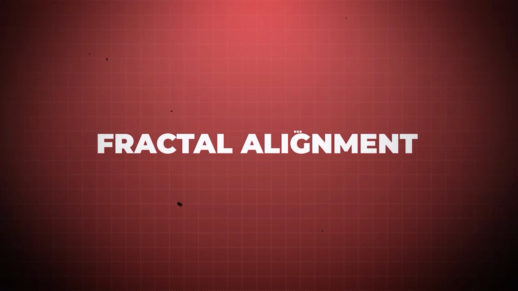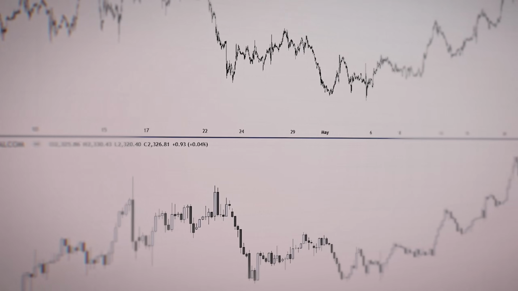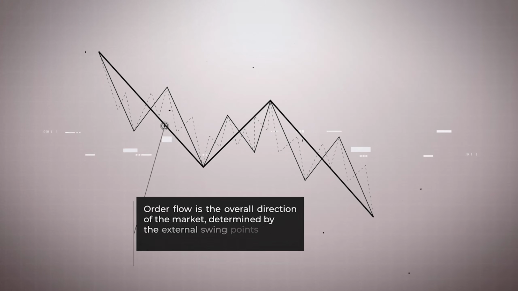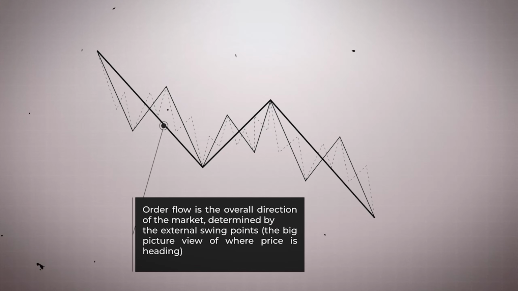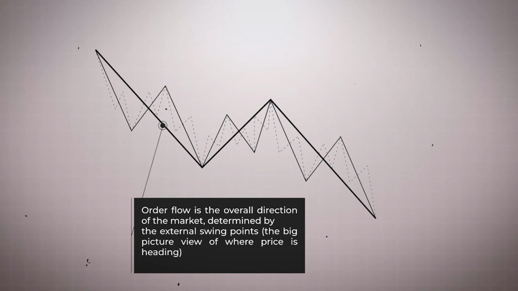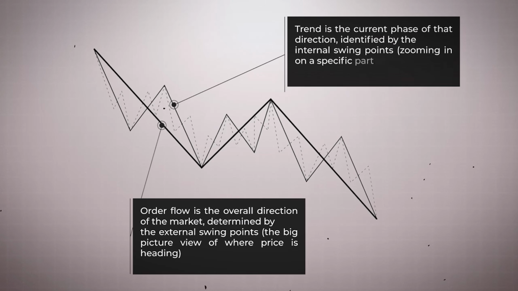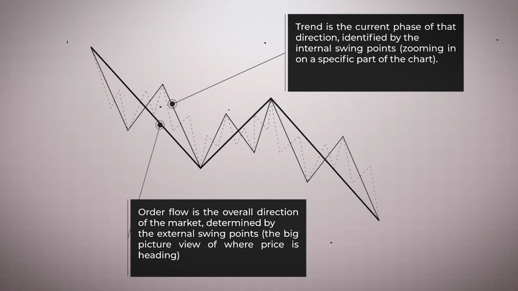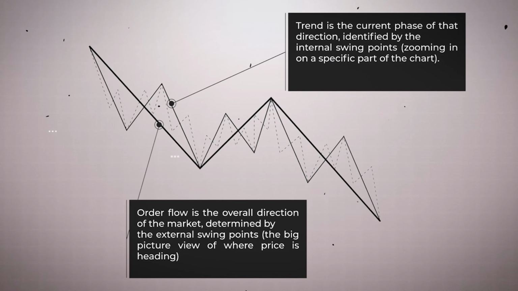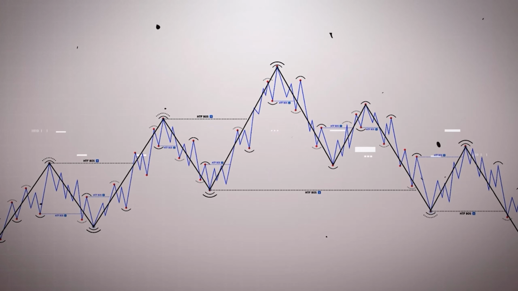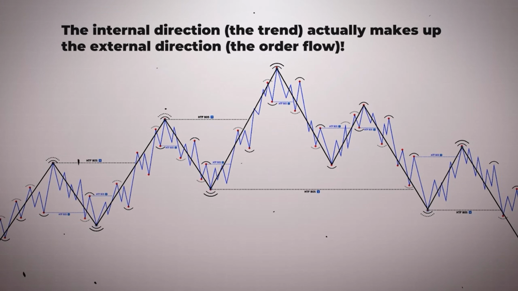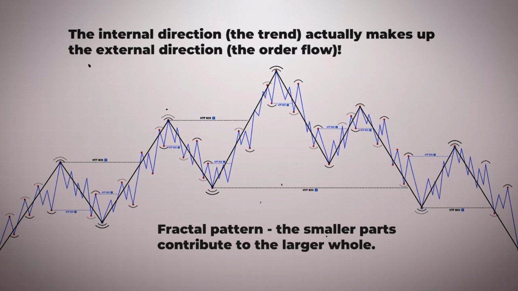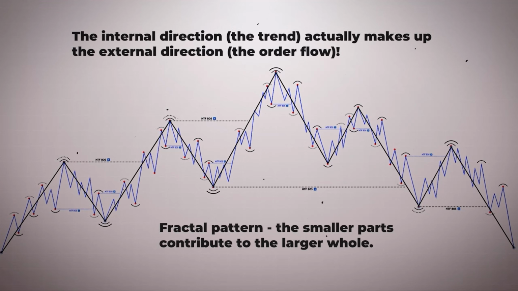Now let's talk about fractal alignment and how it ties together the order flow and the trend. So order flow is the overall direction of the market, determined by the external swing points, the big picture view of where price is heading. Trend is the current phase of that direction, identified by the internal swing points. It's like zooming in on a specific part of the chart. Remember this: the internal direction, the trend, actually makes up the external direction, the order flow. It's like a fractal pattern, where the smaller parts contribute to the larger whole.